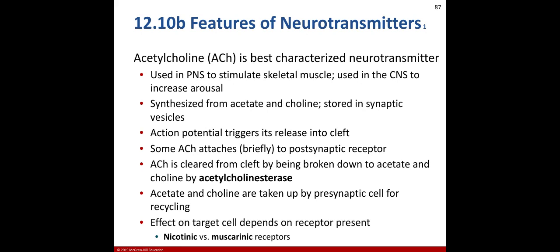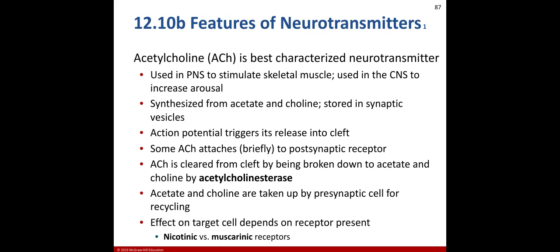Okay, let's look at acetylcholine. That's the most common, best characterized neurotransmitter. It is used in the peripheral nervous system to stimulate skeletal muscles, and it's used in the central nervous system to increase arousal. It is made from acetate and choline, which are stored in synaptic vesicles. Action potential triggers it to be released into that postsynaptic cleft. Some acetylcholine attaches briefly to postsynaptic receptors. Acetylcholine is cleared from the cleft by being broken down to acetate and choline by an enzyme called acetylcholinesterase. You don't really need to know that, but it's broken down by an enzyme.